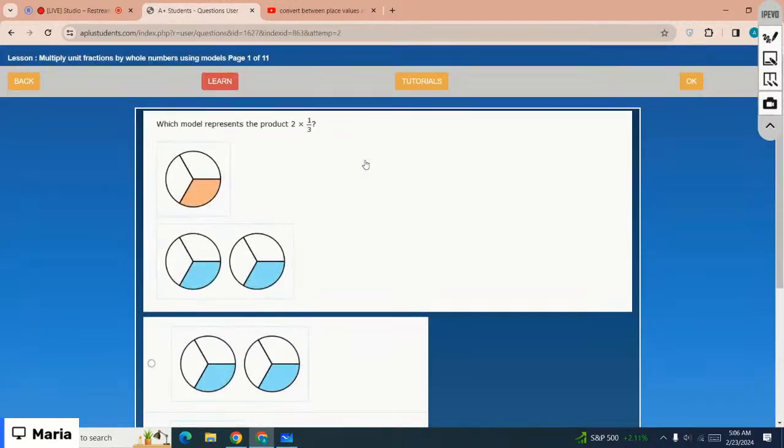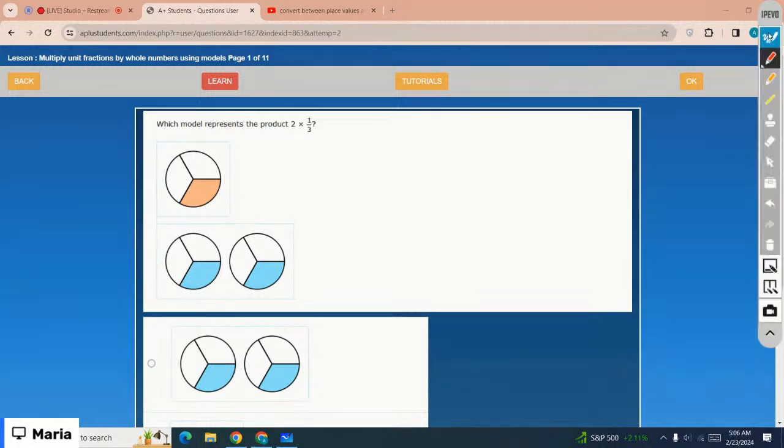Okay, which model represents the product 2 times 1 over 3? First, you have to do 2 times 1 by 3, right? 1 doesn't have any denominator, that means its denominator is 1. You have to do numerator times numerator, denominator times denominator. 2 times 1 is 2, 3 times 1 is 3. So, correct option is the one that has 3 portions, and out of 3, 2 is colored. So, which is the correct option?